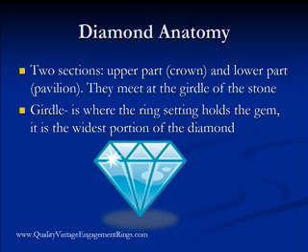Now, in order to really understand the cut of a diamond, you need to understand basically diamond anatomy. There are 2 main sections to the diamond. The upper part of the diamond is called the crown, and that lies above the girdle. And the lower part of the diamond is called the pavilion. So everything below the girdle is considered the pavilion. And the girdle of the stone is where the stone is the widest. It's the part of the diamond that the ring setting usually holds on to. Those prongs on the setting of the ring will wrap around and clamp onto the girdle, that wide portion there.